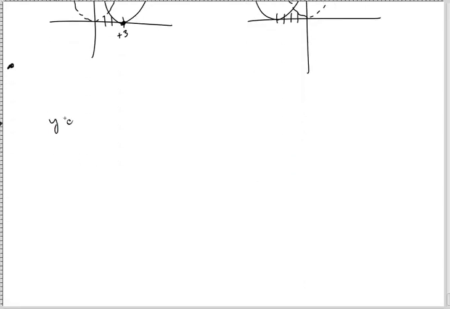Let's do some more examples. Let's say that I got x minus 2 cubed plus 5. And so I'm starting to get a little bit more complicated.